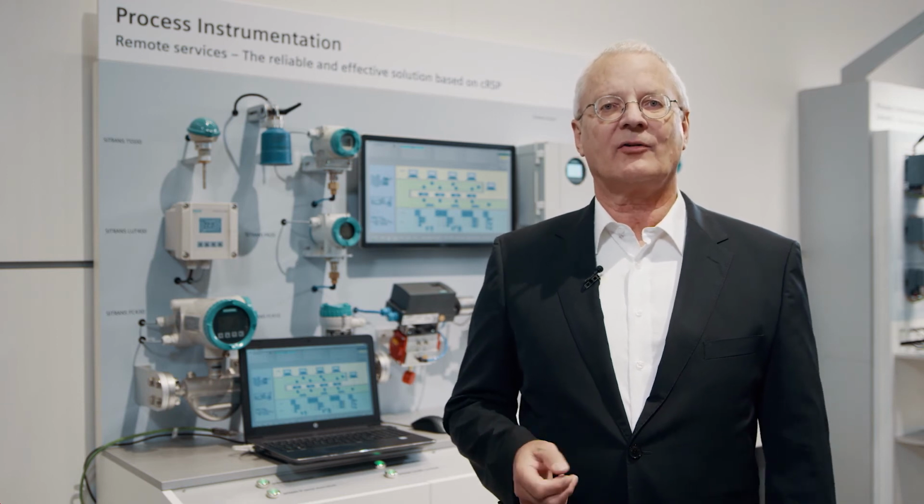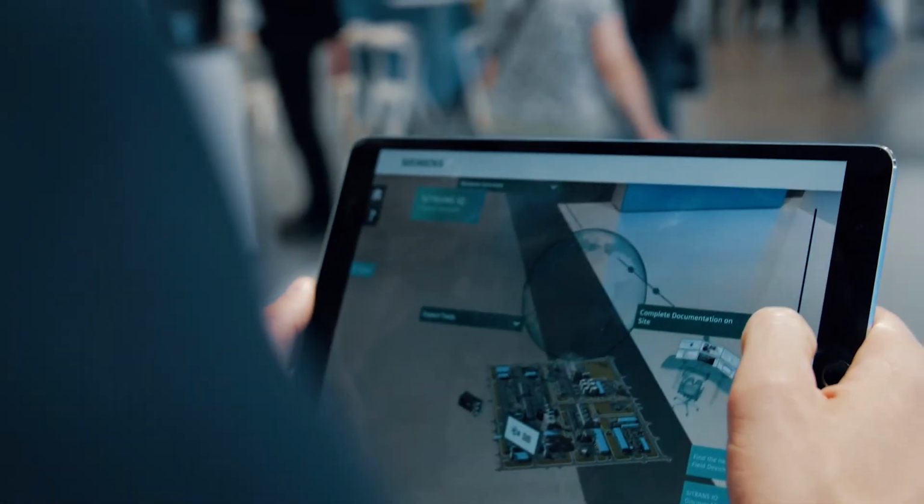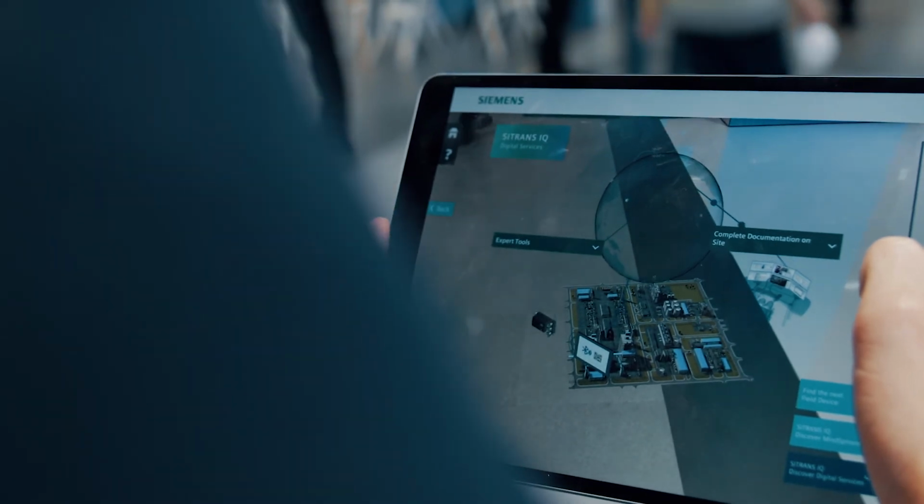If in the plant digitalization is not implemented yet, the device is accessed locally with SIMATIC PDM on a tablet directly connected with the device. Easy, secure, quick, cost efficient. This is digitalization with Siemens.